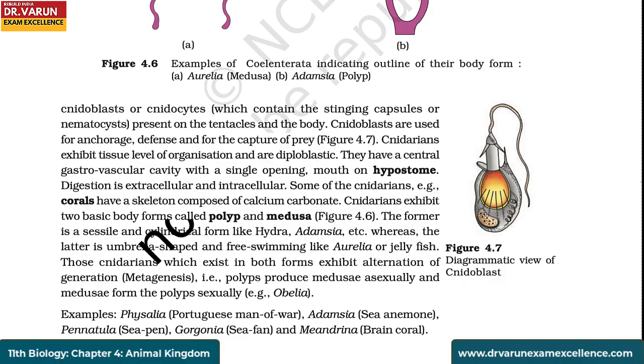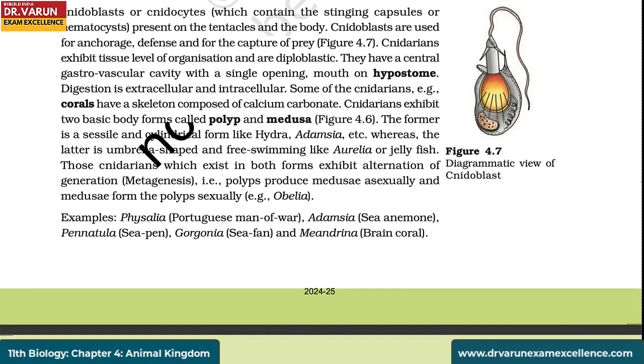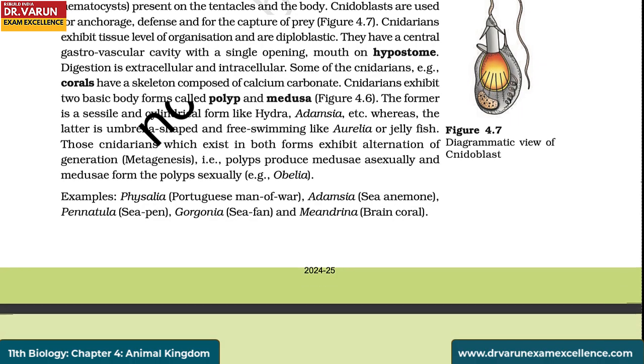Cnidarians exhibit two basic body forms called polyp and medusa. The former is a sessile and cylindrical form like Hydra, Adamsia, etc., whereas the latter is umbrella shaped and free swimming like Aurelia or jellyfish. Those cnidarians which exist in both forms exhibit alternation of generation called metagenesis, that is, polyp produce medusae asexually and medusa form the polyps sexually.